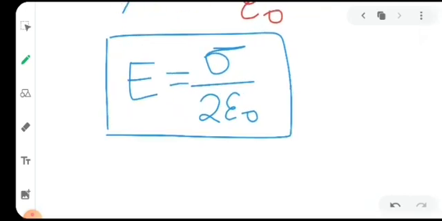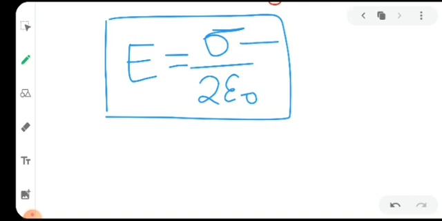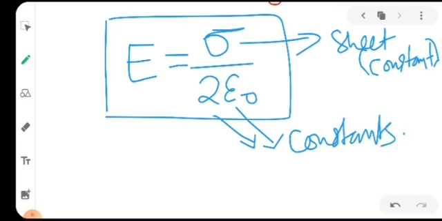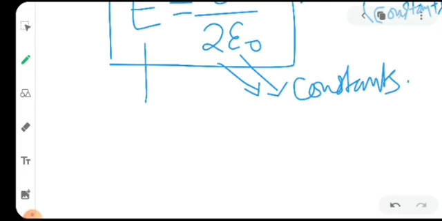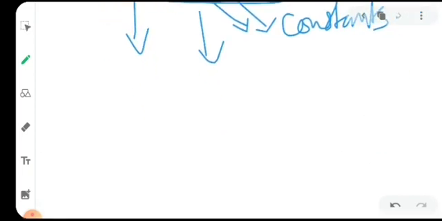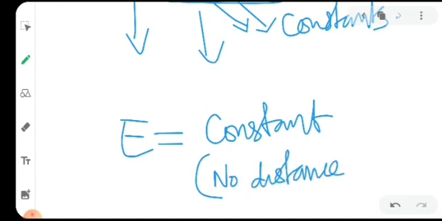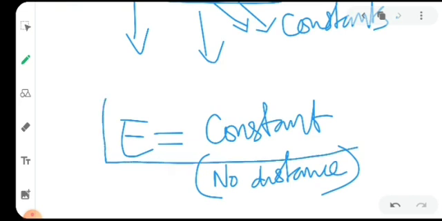Here this equation could be analyzed and found that sigma, which is the property of the sheet itself, has a constant value. Epsilon 0 was the physical quantity, the permittivity, so it's a constant, and 2 is a constant, so both of them are constants. So we have electric field E equals a constant. There is no distance or anything else on this side, all constant. We have electric field equals constant.